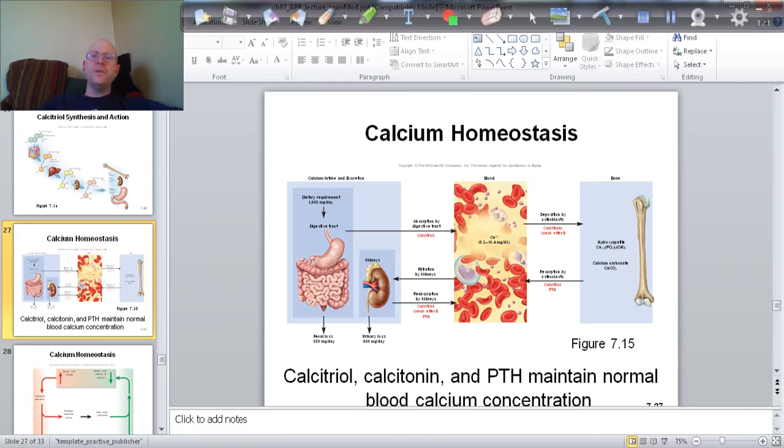And if you have too little calcium in your blood, then you have a condition that's called hypocalcemia. Right? And this will have to be addressed.